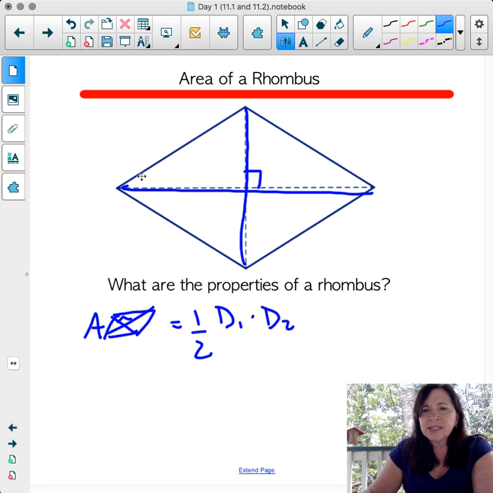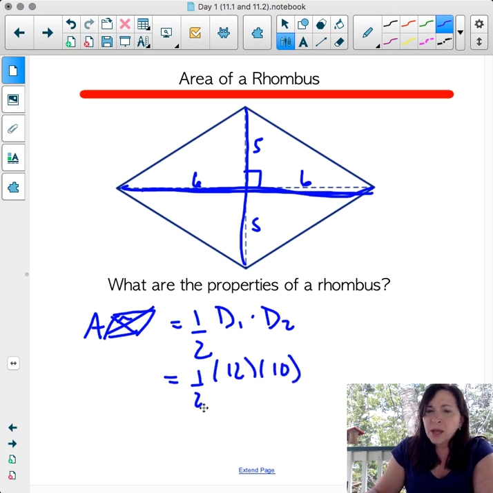Okay, so let's say this length of this diagonal was 12. So let's say those are 6's and this is 5. This would be 1/2 of 12 times 10. And remember, half of one of these terms, 6. So that's 6 units times 10 units, which is 60 units squared. And that's the area of this shape.